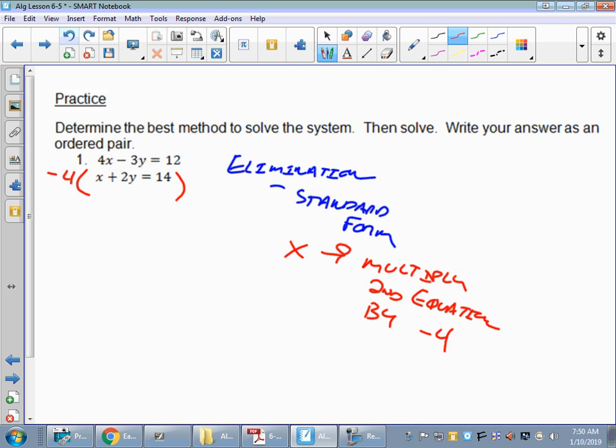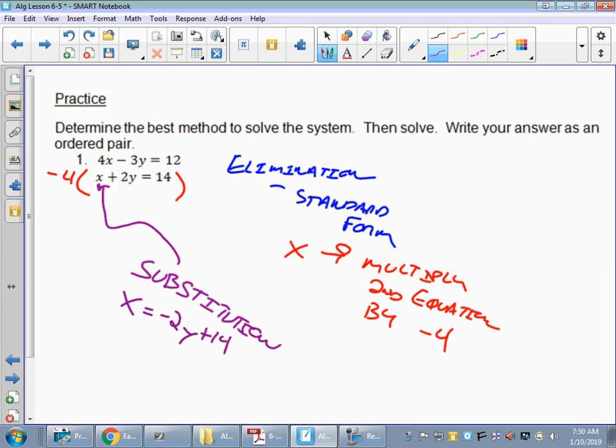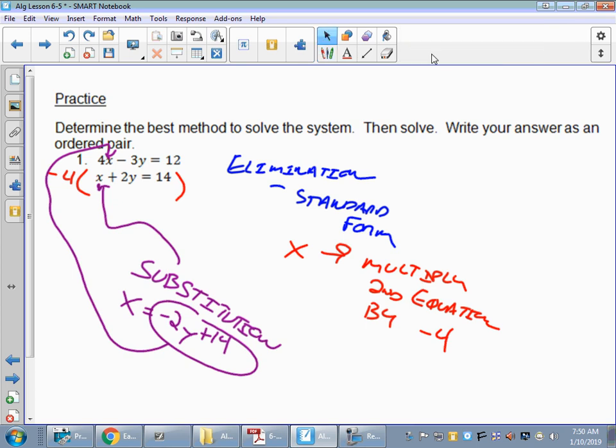The other thing you could use, and some of you might have said, hey, substitution. Because if you look here, we've got an x value with a coefficient of 1. So it would be really easy to say, if I subtract that 2y, it would be x equals negative 2y plus 14. And then I could take this and sub it into this x for the first equation, if I wanted to use substitution instead. So no real wrong answer there in what you chose.